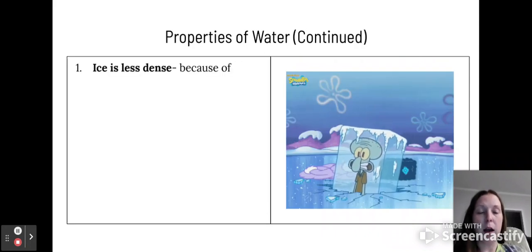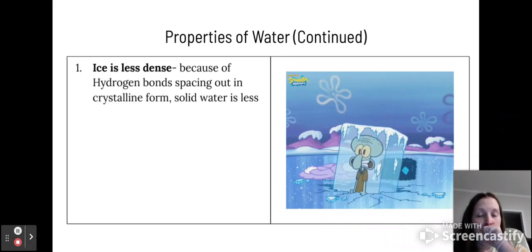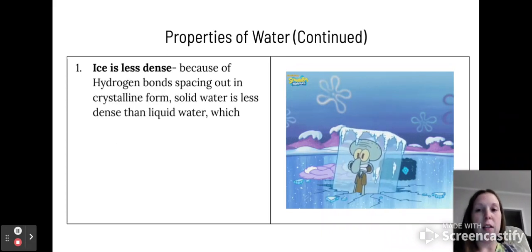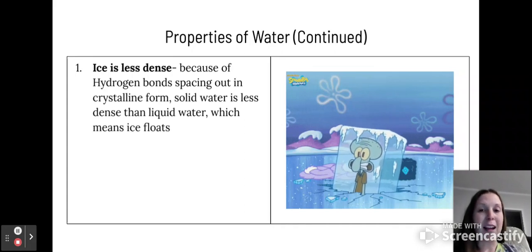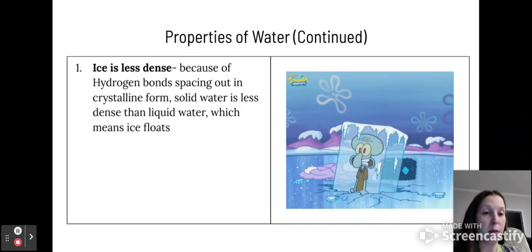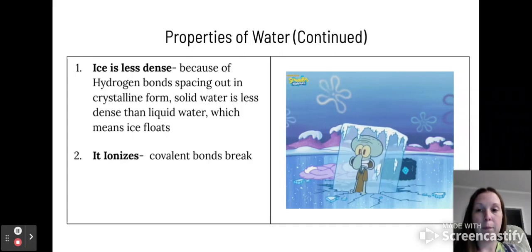Another property of water is that the ice, the solid form, is less dense. And this is because of the hydrogen bonding, and those hydrogen bonds actually leave air pockets as the water freezes or goes into solid state, which makes it float in water. And this is one of the only substances where the solid form is less dense than the liquid form.